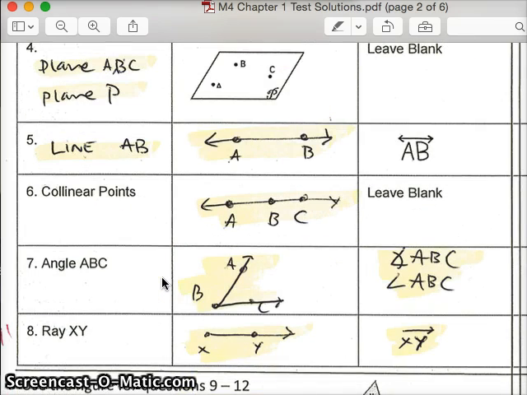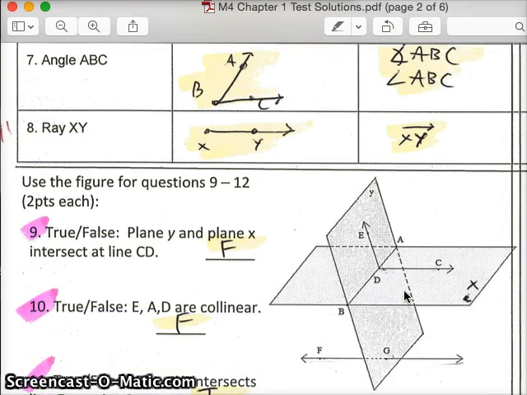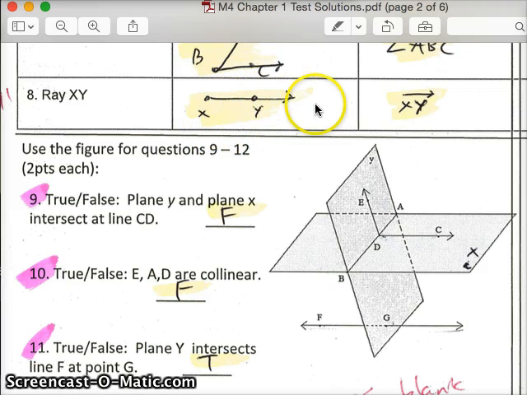Question number 6. This said collinear points, so I made up 3 points that are on a line. Question number 7 is called angle ABC. So you just have your vertex is B there, and ray XY, start at X, go through Y.